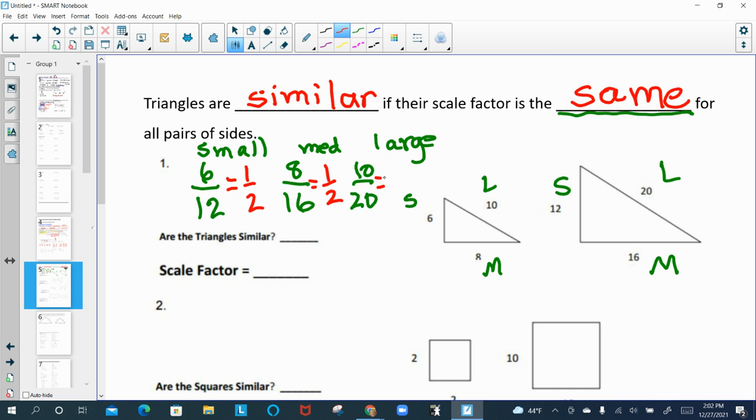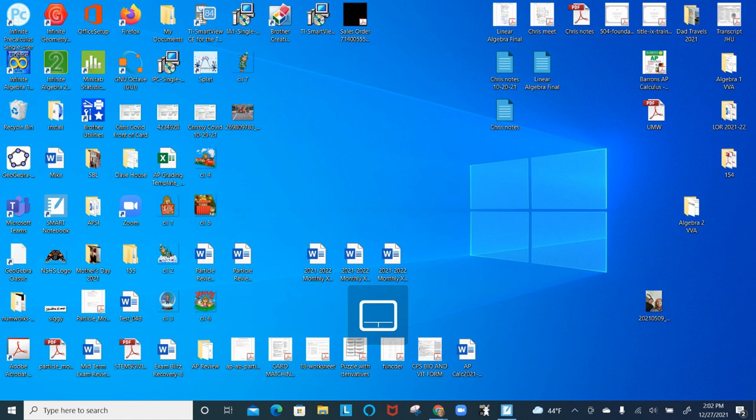And that means all of the scale factors are the same. So we can say yes, the triangles are similar, and the scale factor is 1/2, or 1 to 2. So that's how the rest of this page works.